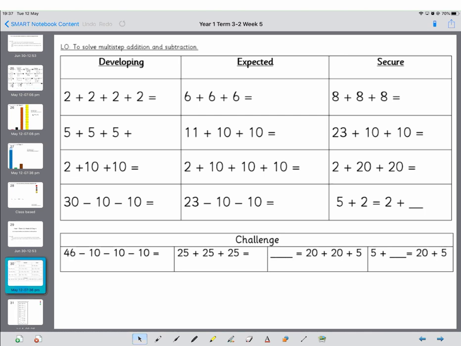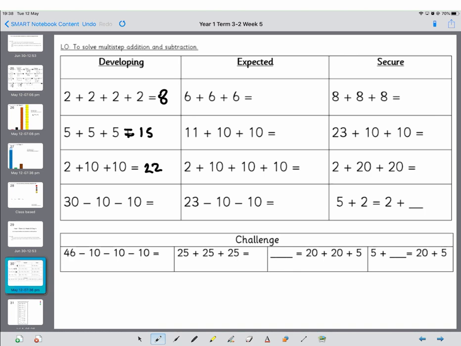Okay, so welcome back, Year 1. First one is 2 plus 2 plus 2 plus 2. So that would be 2, 4, 6, 8. And of course, you could have used counters to work that out. 5 plus 5 plus 5, we should know by now, equals 15. Next one. 2 plus 10 plus 10. Well, we've got 2 and we're adding a 10 bar, that takes it to 12. We add another 10 bar, that takes it to 22.